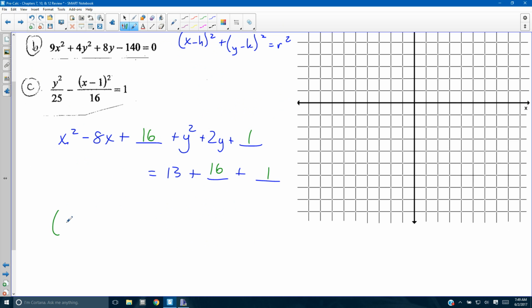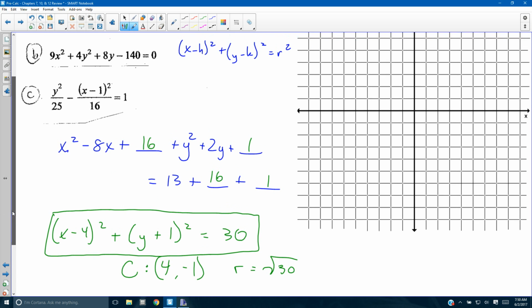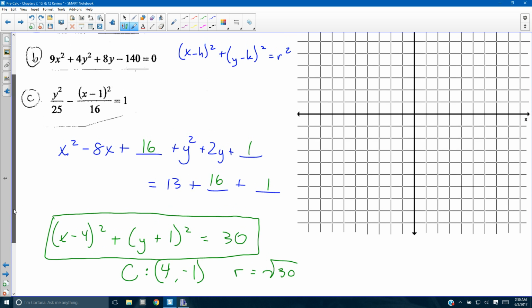This factors down to x minus 4 quantity squared plus y plus 1 quantity squared equals 13 plus 16 is 29 plus 1 is 30. So here's the equation. Your center is at 4 comma negative 1. Your radius is the square root of 30, and I don't think that can simplify anymore. So square root of 30 is between square root of 25 and square root of 36. So I'm going to graph it around 5.5 there. Yeah, I'll just leave it like that.